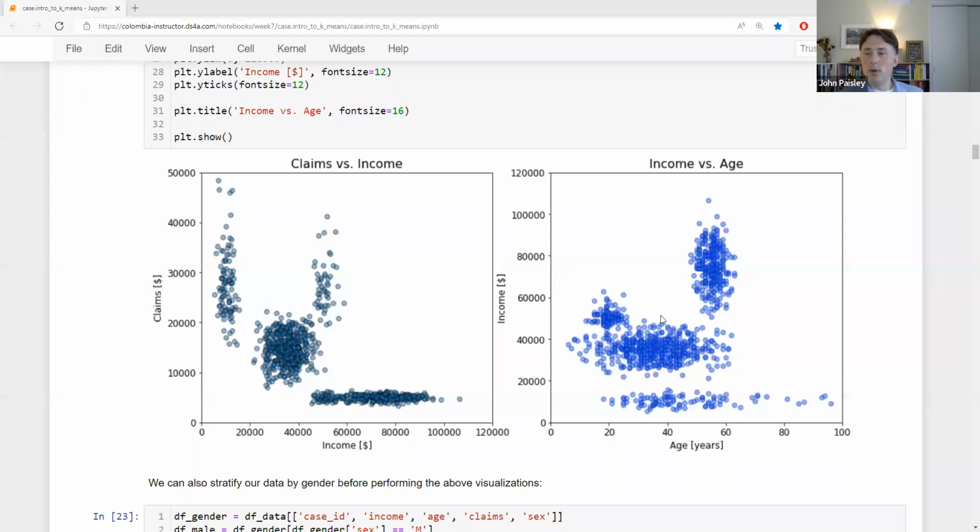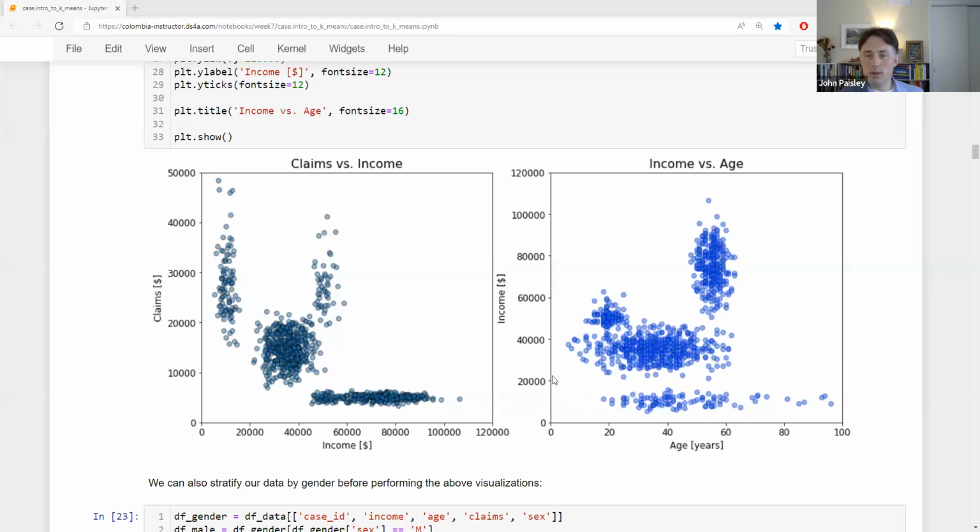We can do the same thing with age versus income. I guess we're showing in this one age versus income. So this is income now. This is age. You can see the age is under 10 years old. So I would assume that somehow a parent had got insurance for a child, and the parent is claiming something for the child, up to almost 100 years old.